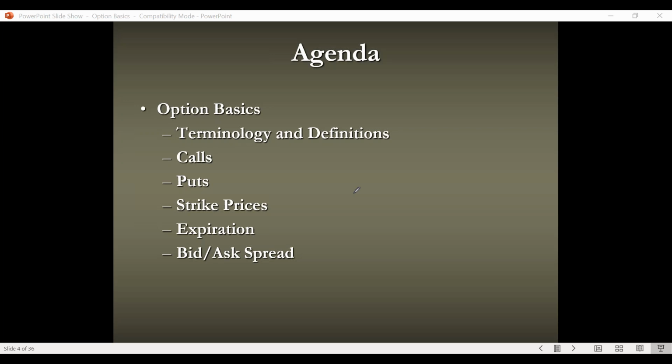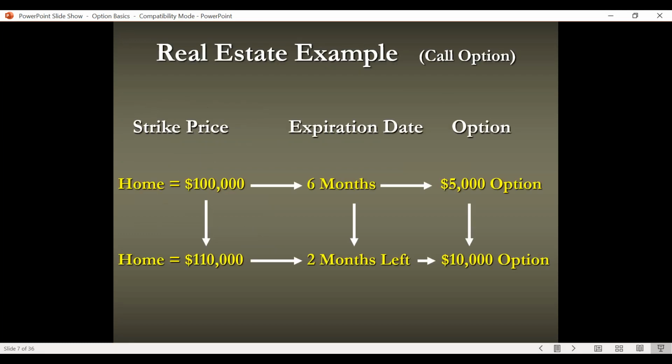But I like to use a real estate example because it's more tangible. Many of you have never traded an option before, but you've bought and sold a house, and so you understand that process a little bit better. Then we'll transition, not today, into how that would work in the stock market. So let me pull up a slide here that is my real estate example.